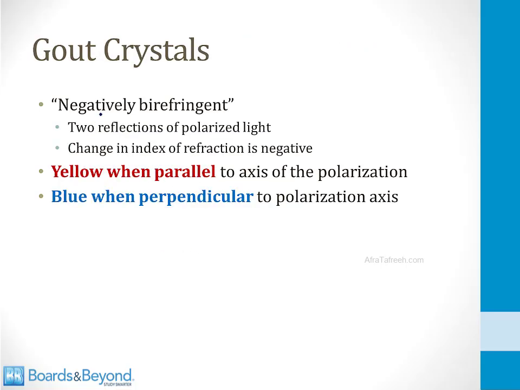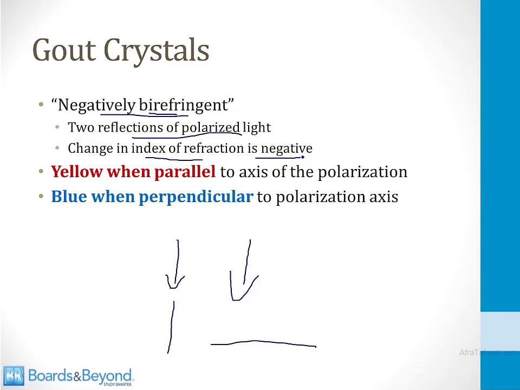Gout crystals are described as negatively birefringent, and they get this name because there are two reflections of polarized light. So if the polarized light hits a gout crystal and the crystal is oriented parallel to the light, that will create one color. If the light hits the crystal when the crystal is perpendicular to the polarized light, that will create a different color. So there are two reflections of polarized light, hence the crystals are birefringent. They are called negatively birefringent because the change in index of refraction going from parallel to perpendicular is negative. You don't need to know the physics behind this, but that's why they're called negatively birefringent.